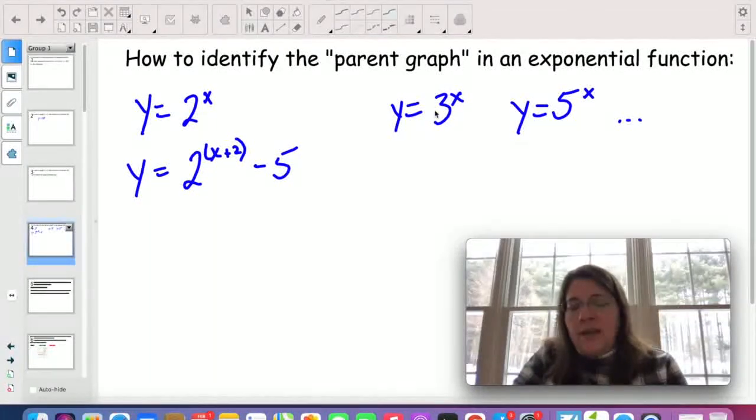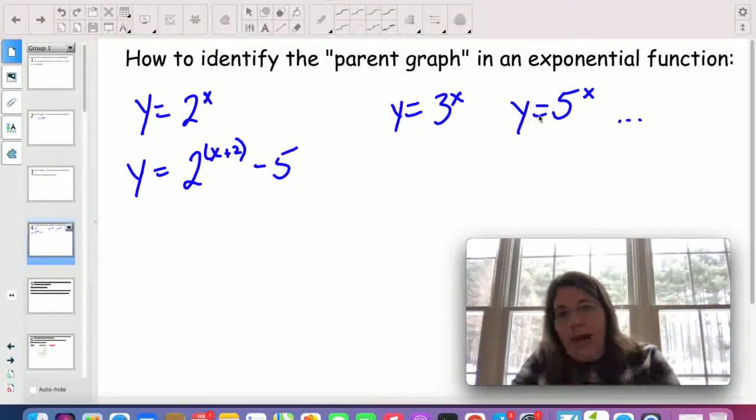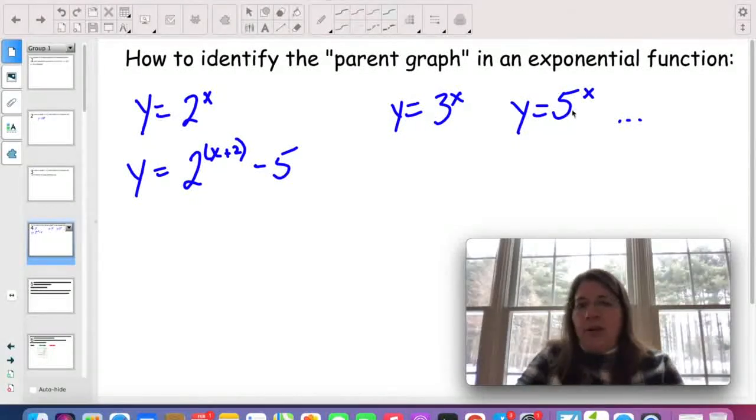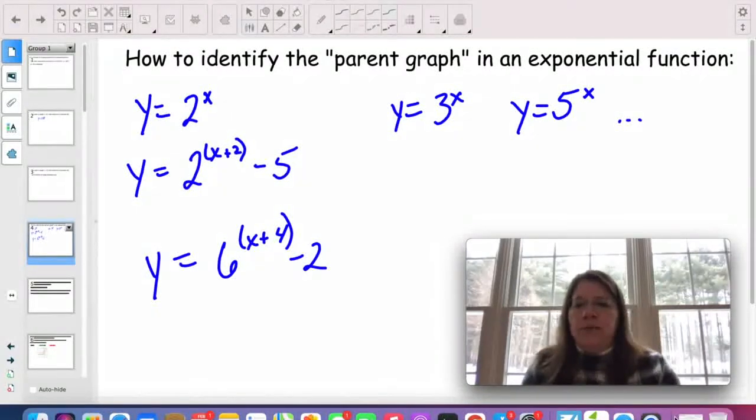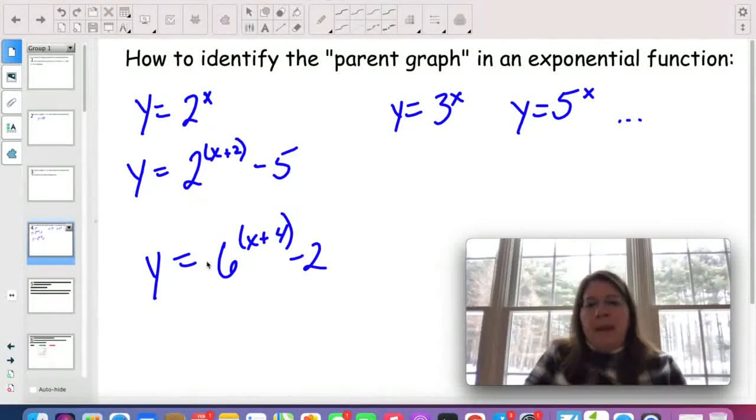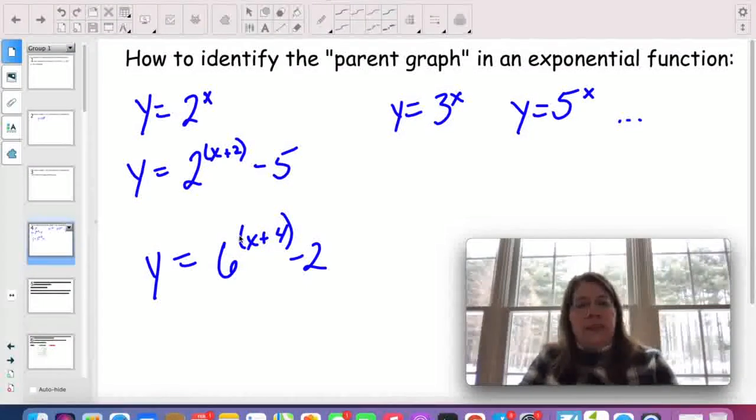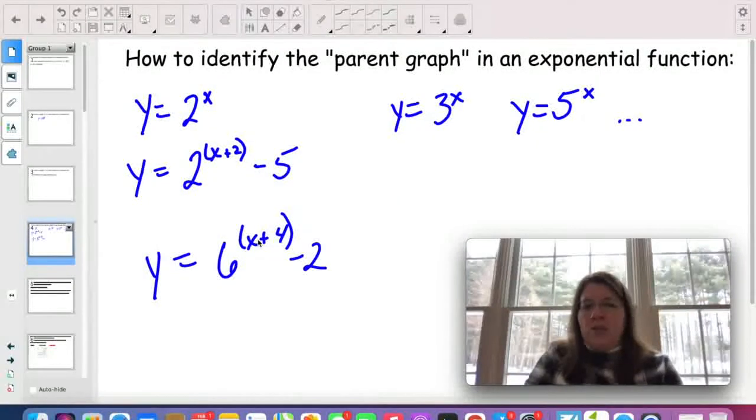So here, something like this, y equals 3 to the x is my parent graph. Y equals 5 to the x could be a parent graph. So what if I have something like this? What do you think my parent graph would be in this case? Well, I would say my parent graph will be y equals 6 to the x. Whatever this whole number is to the power of x is going to be my parent function. So that's how we identify parent functions of exponential equations.